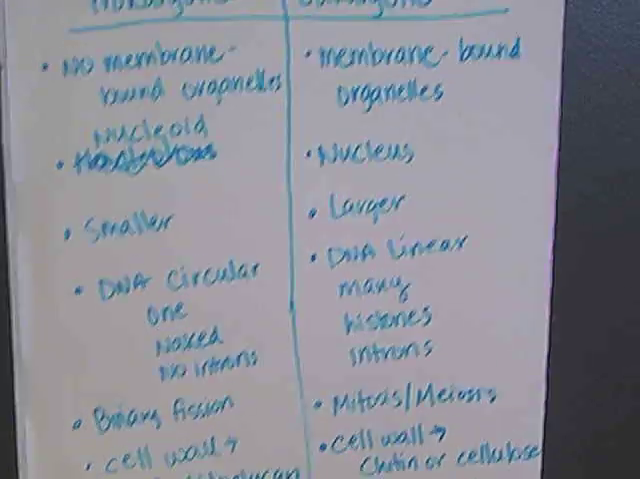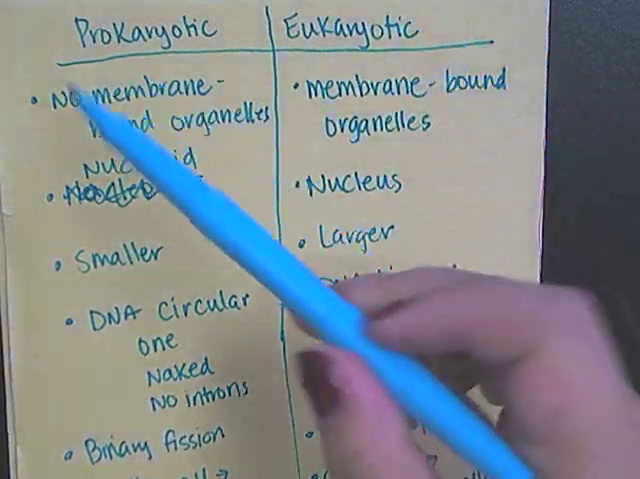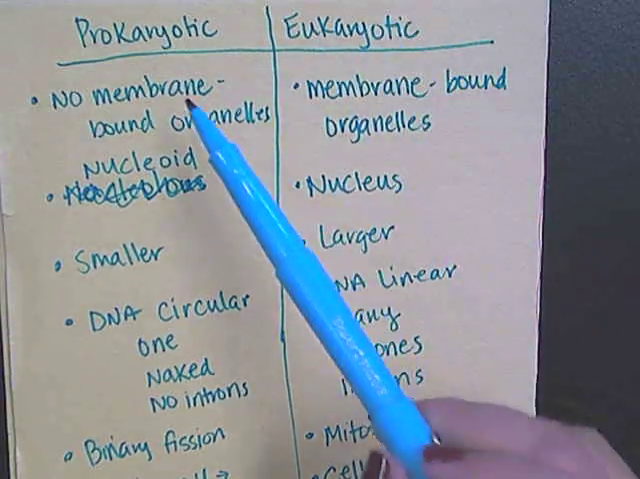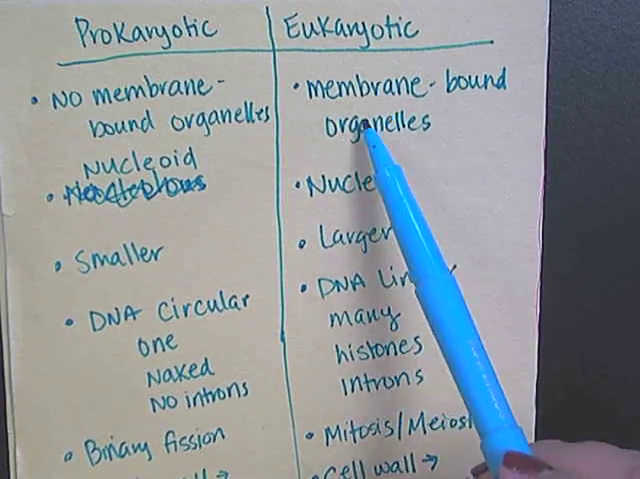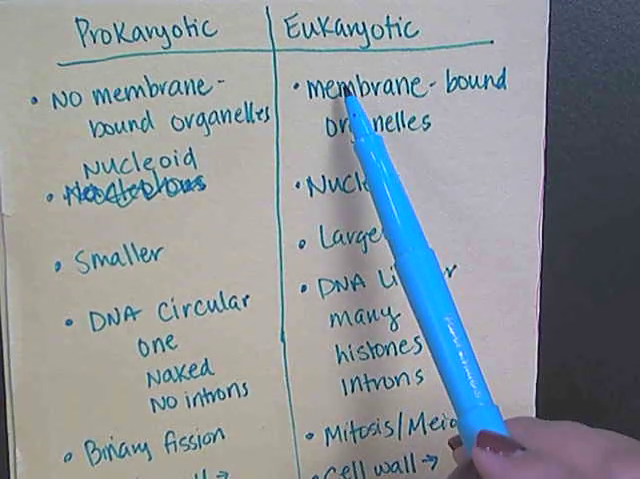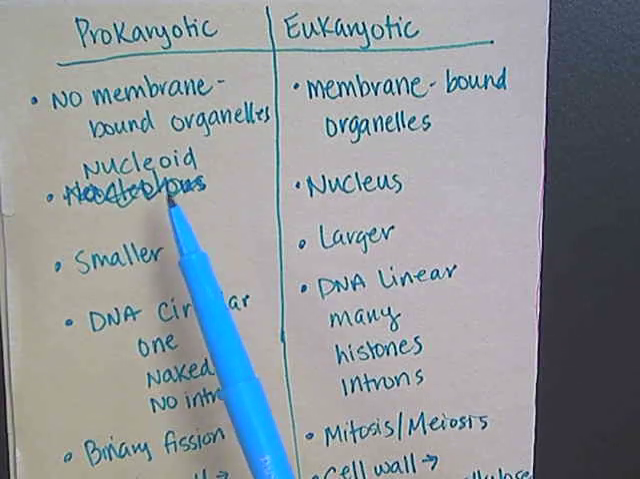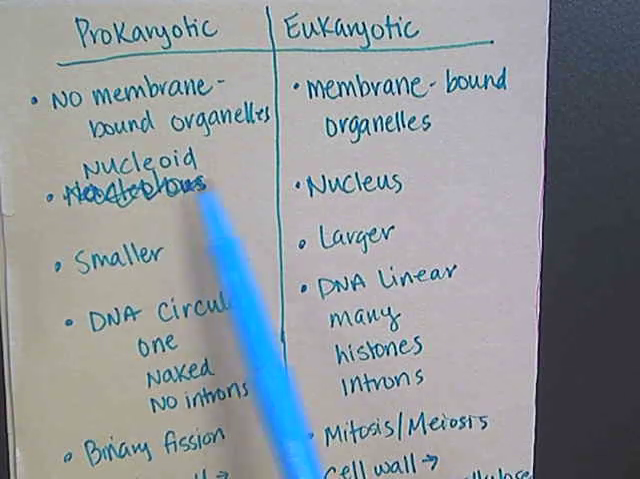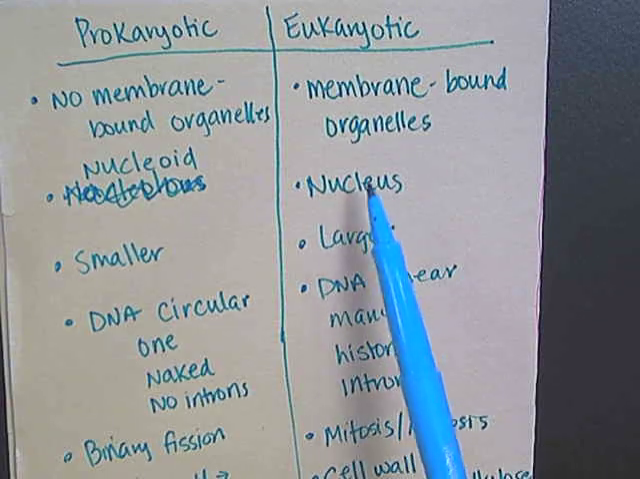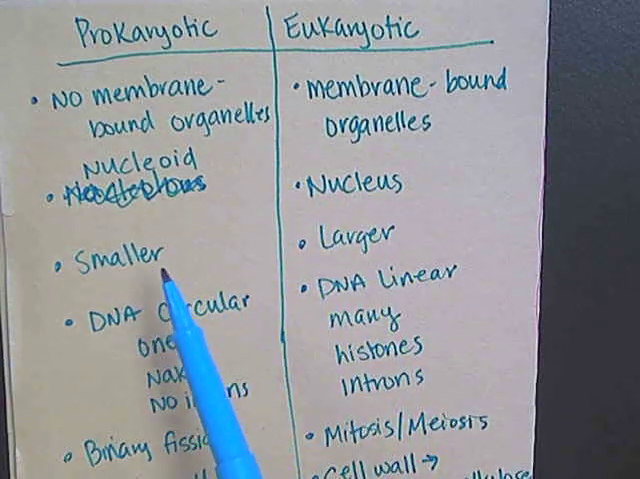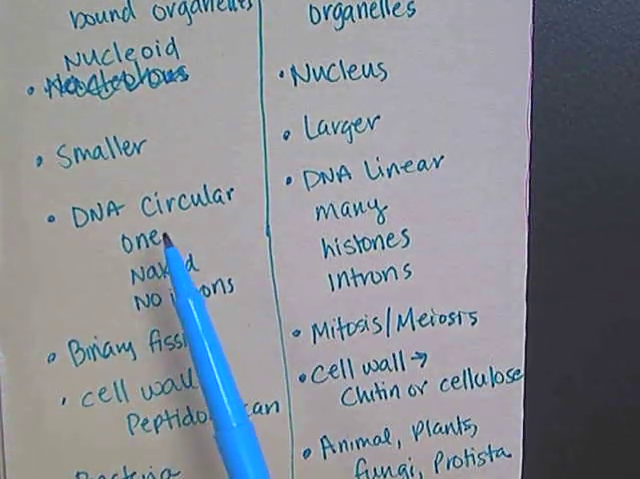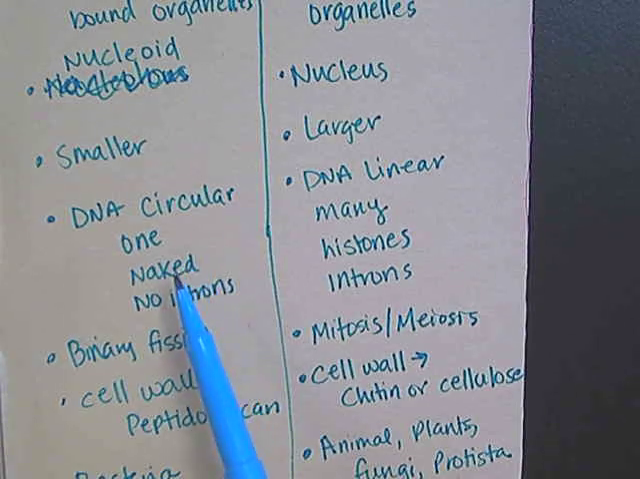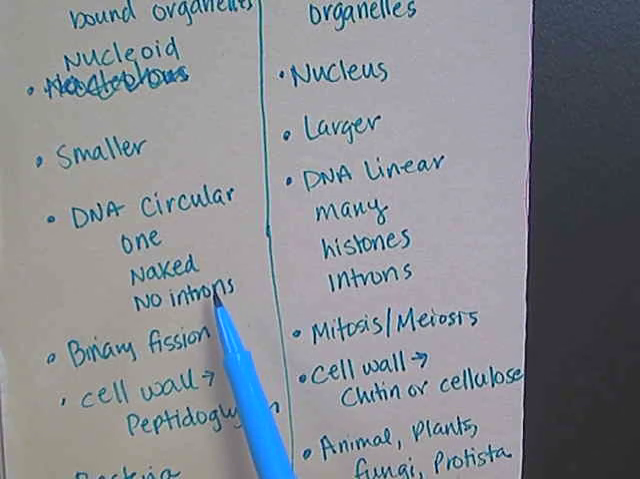So, we're contrasting prokaryotic to eukaryotic cells. Prokaryotes do not have membrane-bound organelles. Eukaryotes do have membrane-bound organelles. And remember, this does not include the ribosomes. Prokaryotes have an area called the nucleoid where you're going to find their DNA. Eukaryotes have a nucleus where you will find their DNA. Prokaryotes are smaller than the eukaryotes. Prokaryotic DNA is circular. There's usually only one chromosome. It's naked, meaning that it doesn't have proteins called histones to help it coil up, and it doesn't contain introns.